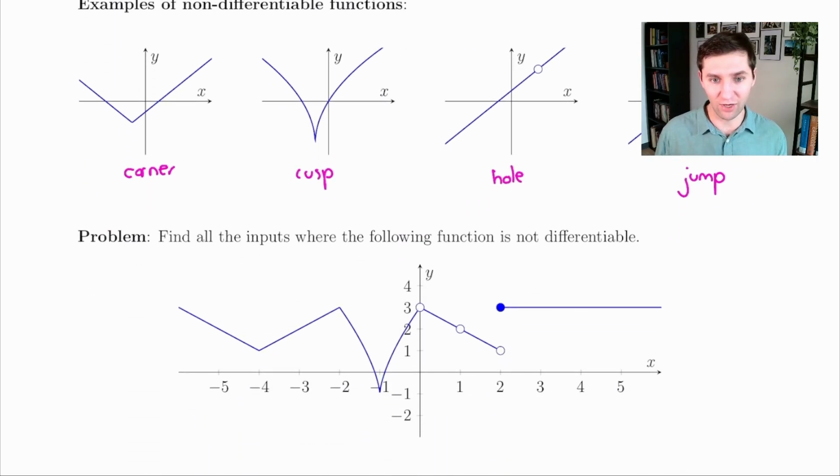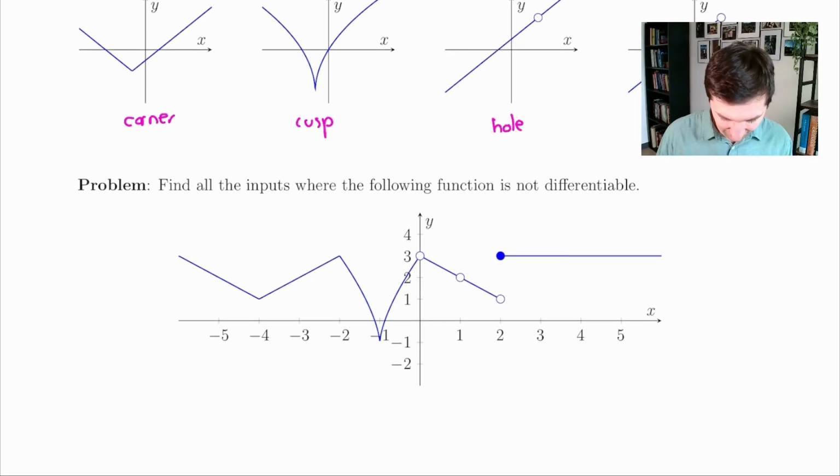Let's see if we can determine all the inputs where the following function is non-differentiable. If you would like to try this problem on your own first, this is a good time to stop the video. I believe there are 6 places where this function is not differentiable. One place is at x equal to -4. I do have a corner there. Similarly, at -2, I have a corner. Then, at x equal to -1, I have what we call a cusp.